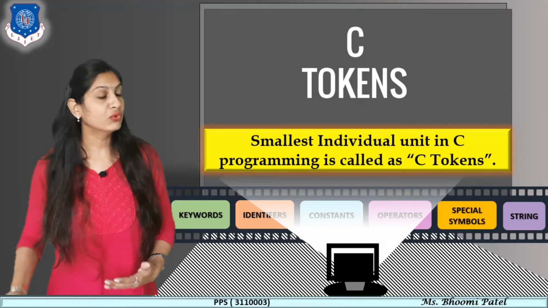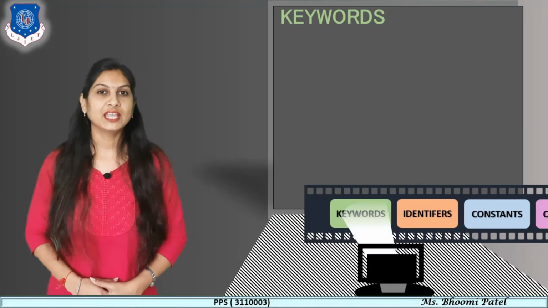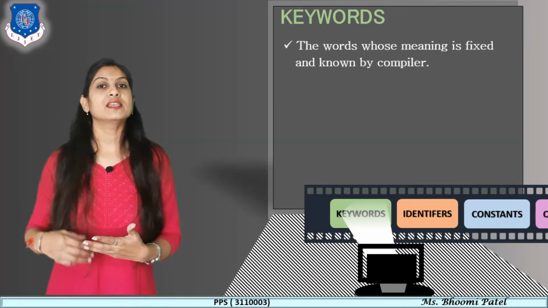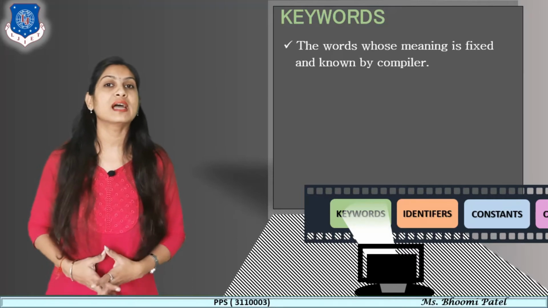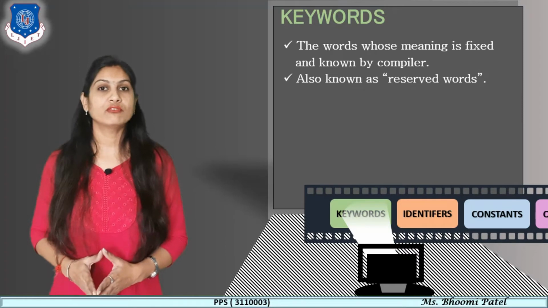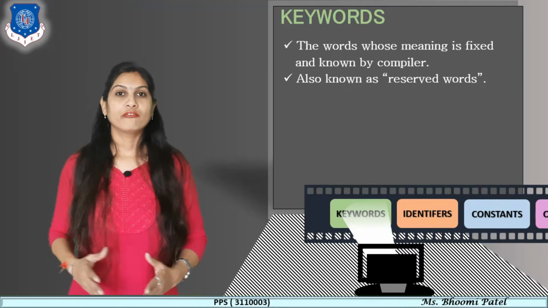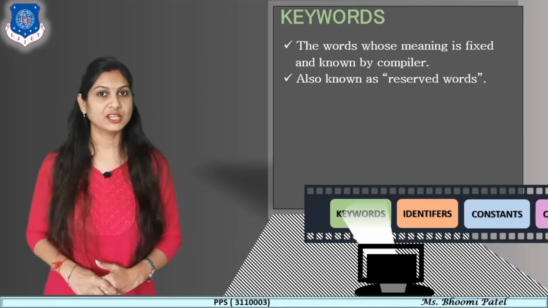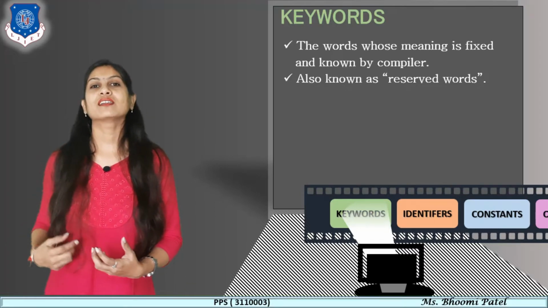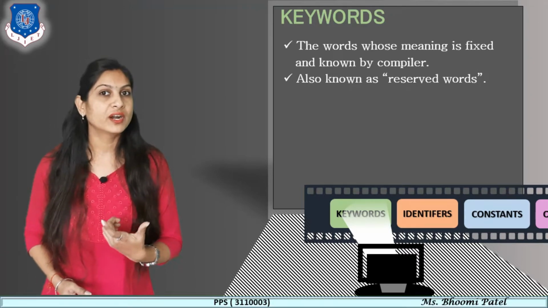So one by one we are moving through these topics, and the very first is keyword. What is the meaning of it first? The word's meaning is fixed, and how it is to be executed is known by the compiler. So it is also known as a reserved word. As you all are aware of the word reserve, when you make a ticket booking for railway reservations, there is some reserve quota. Also when you are taking admission, the reserve quota is there.